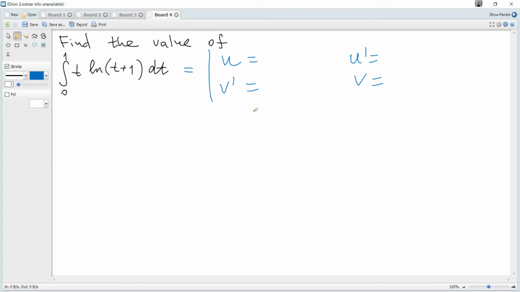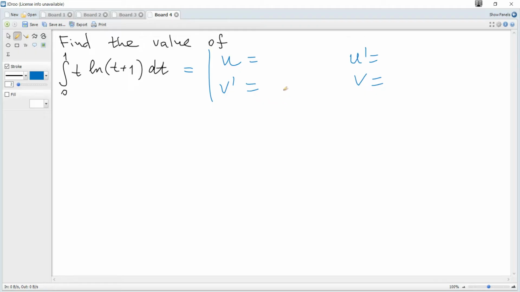In general, we can choose v prime to be ln, and we can find v, the integral of ln. In general, it can be found. It's not easy, but it's possible. And to find the integral of ln, we also use integration by parts.